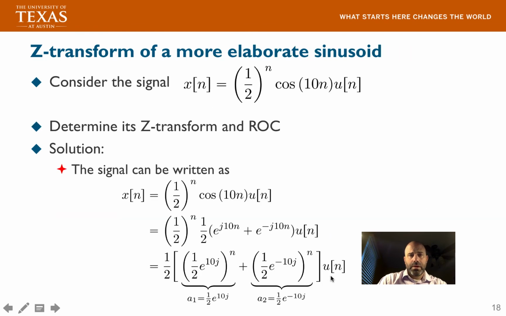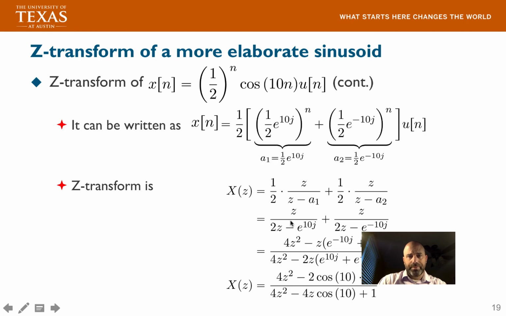Here is a more complicated sinusoid. We have a cosine, so we apply Euler's formula to it. We decompose the sinusoid to be 1 half times e to the j omega n plus e to the minus j omega n. Splitting it, we get something to the n, something to the conjugate of that to the n, times u of n, and we can apply the previous result to it. And so we can write the z-transform as X of z equals z squared minus 2 cosine of omega z over z squared minus 2 cosine of omega z plus 1. We can also write this in the delay form. I'm just writing this with the z squared here.